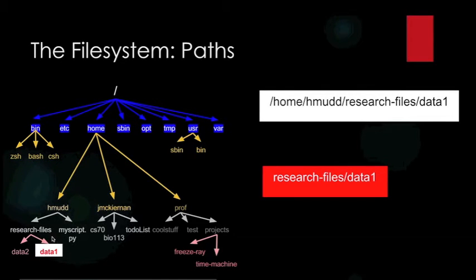For instance, if this tree represents the file system on our machine, the absolute path to data1 is /home/hmud/researchfiles/data1. However, if our working directory is hmud, the relative path to data1 is researchfiles/data1. Notice that the relative path does not begin with a slash because we are not starting at the root directory. Congratulations! You can now navigate the file system using path names and the commands pwd, cd, and ls.